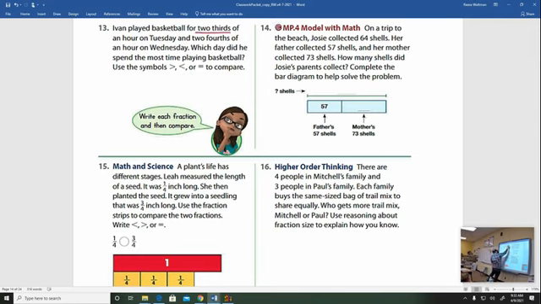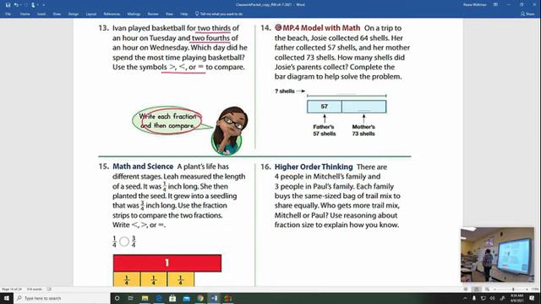Ivan played basketball for 2/3 of an hour on Tuesday and 2/4 of an hour on Wednesday. Which day did he spend the most time playing basketball? Use the symbols to compare. Write each fraction and then compare. So our first one is going to be 2/3. So what does that fraction look like again? What does the fraction look like, Allie? How do I write it?